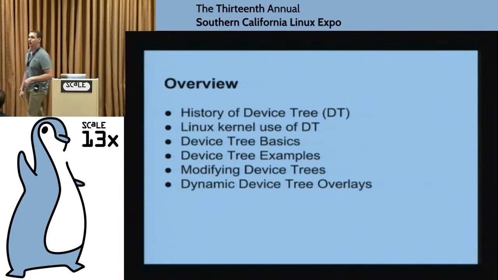But first, a little overview. We'll talk history of device tree. We'll talk how the Linux kernel uses device tree. Some basics. We'll go into some examples, and then we'll talk about modifying it, because the whole purpose of it is you need to modify it for your platform and enable something new or disable something. And then we'll talk about a new feature that came in the 3.19 kernel, which is dynamic device tree overlays.